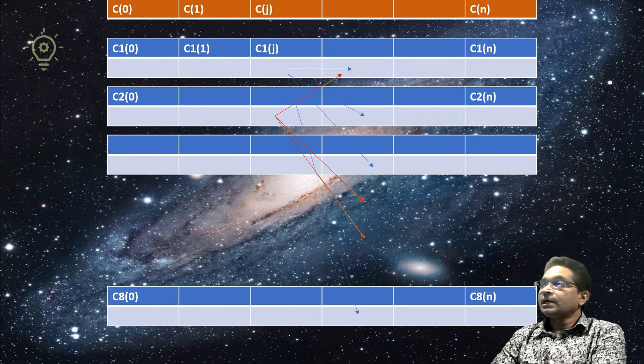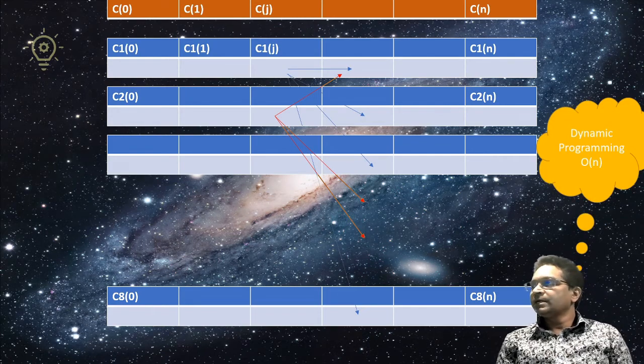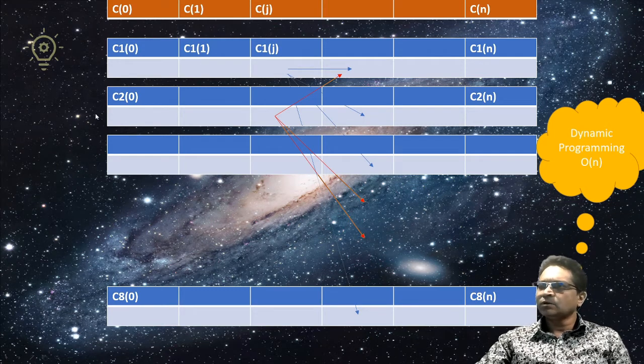So that's it, and we can see that using dynamic programming, the order is n. You might say, why is it not n squared? You can see that on the y-axis, we compute only 8 patterns. It's not n. On the x-axis, you have n possible columns, and therefore we have solved the problem with a dynamic programming approach in order n time. And that's it.